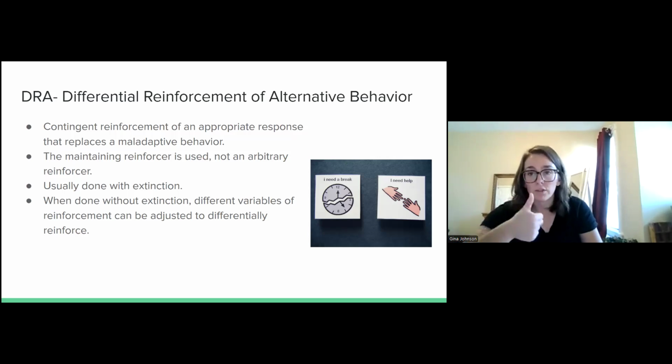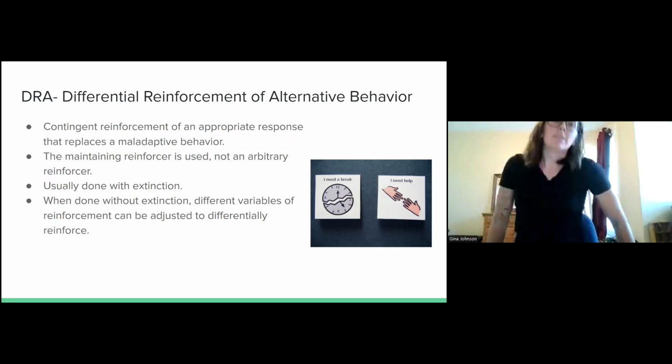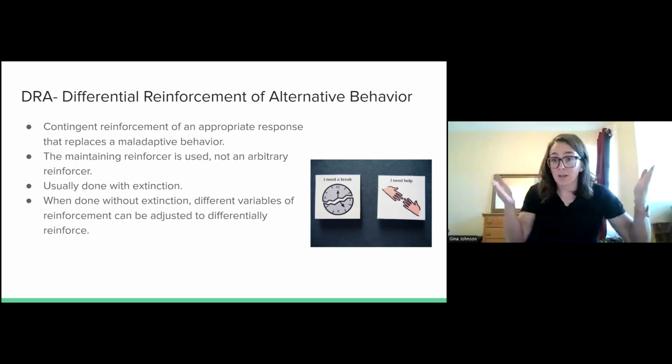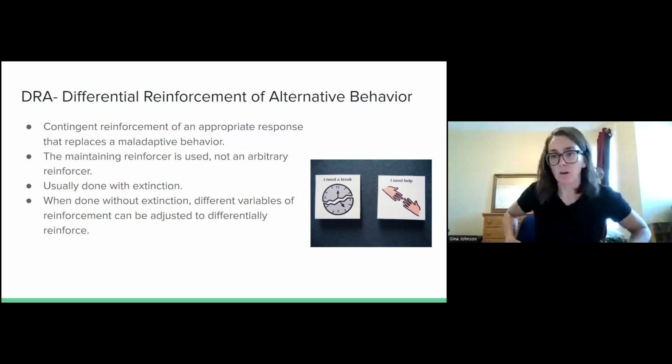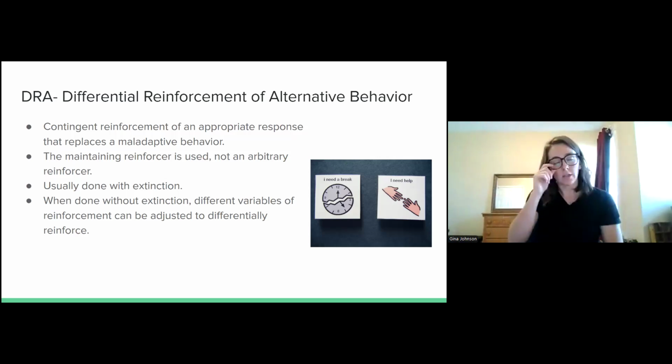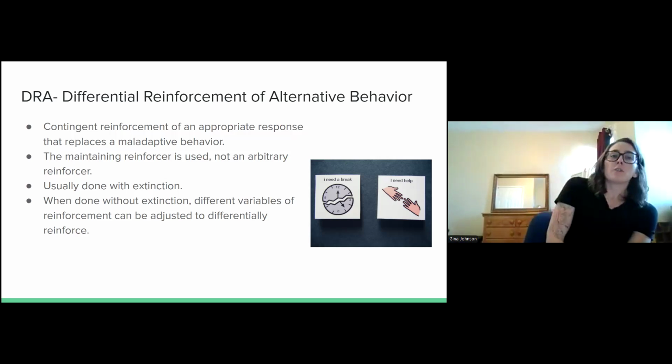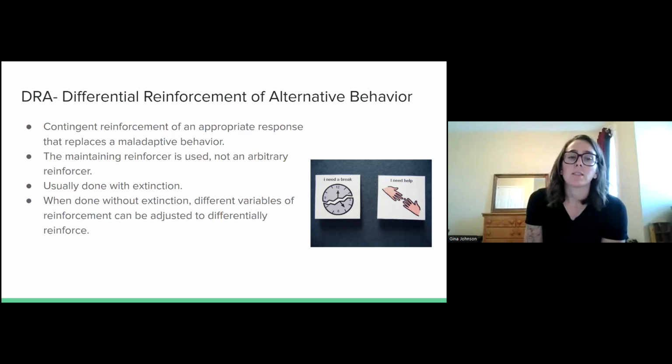We figure out what the function of the maladaptive behavior is, and then we deliver the exact same reinforcement for a different, more socially recognizable and appropriate behavior. Okay. So in this case, it's the maintaining reinforcer. It's not an arbitrary reinforcer. That's kind of the distinction between this one and the other reinforcement procedures.